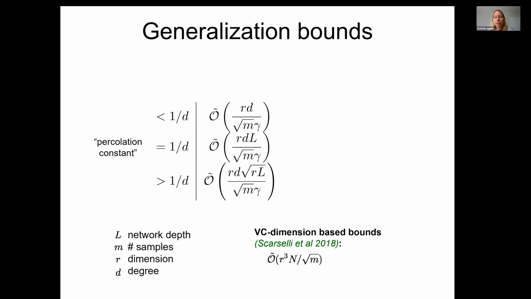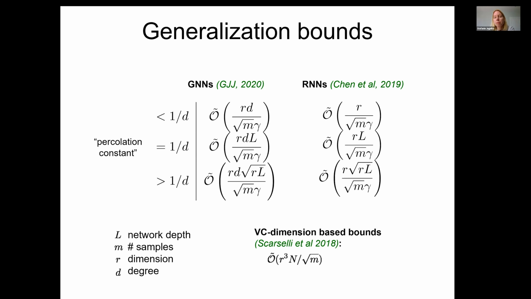So there's another interesting thing to note about these Rademacher bounds. One thing that is relatively nice is that they depend linearly on the depth and the degree. If you compare them to Rademacher bounds for RNNs, there's actually only one difference. They are pretty similar, except that they have the additional factor D, which is the degree of the graph.